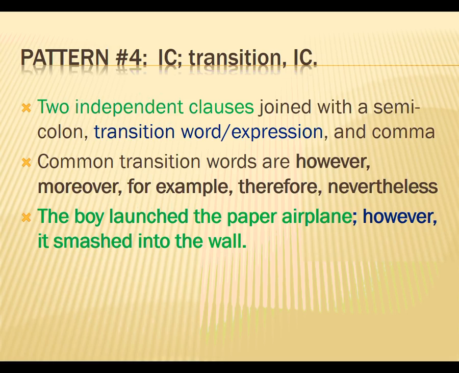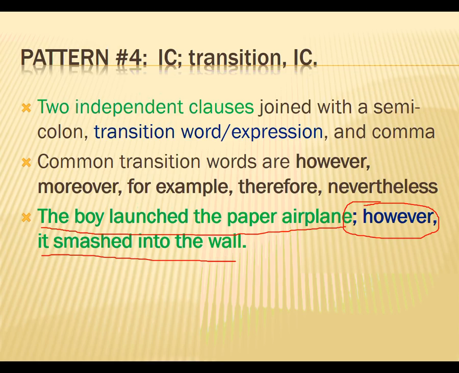In the example of this sentence pattern, the two independent clauses are the same as our previous example. The first independent clause is the boy launched the paper airplane. The second independent clause is it smashed into the wall. The transition word linking the two clauses is however. However indicates a contrast between the first clause and the second clause. It is important that the transition word used in this sentence pattern makes logical sense given the meaning of the two clauses.